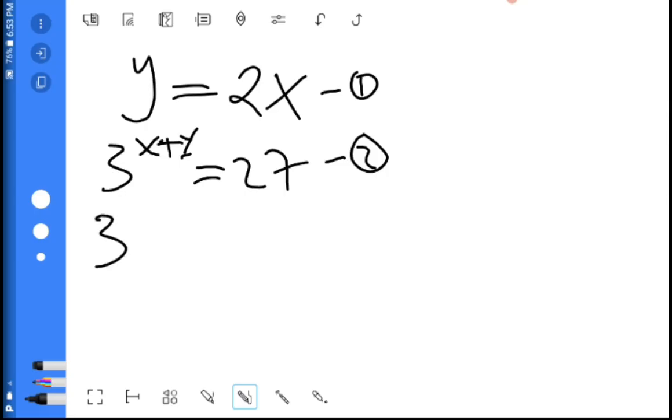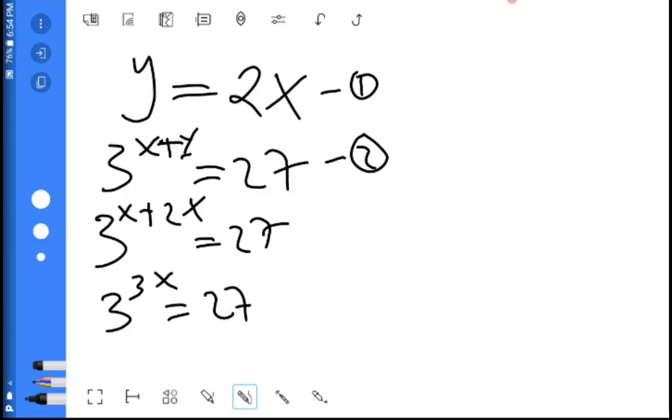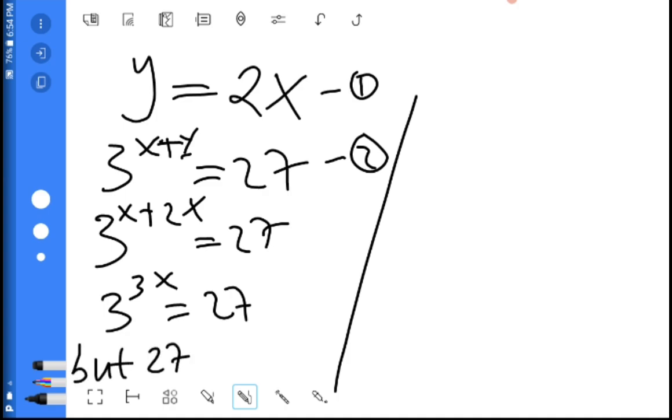Now let's try that and see. We have 3 to the power x plus y. Remember, we are substituting. So y is now 2x, will be equal to 27. So we continue the work. When we continue, you're going to see that we have 3 raised to the power of 3x is equal to 27. Now we're also going to express 27 as 3 raised to the power something. So you know that 3 times 3 is 9 and times 3 is 27. What does it mean? It means 27 is 3 raised to the power 3.